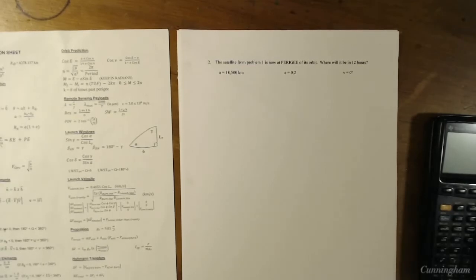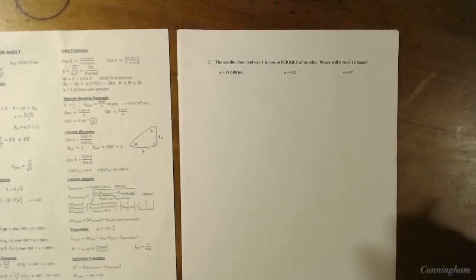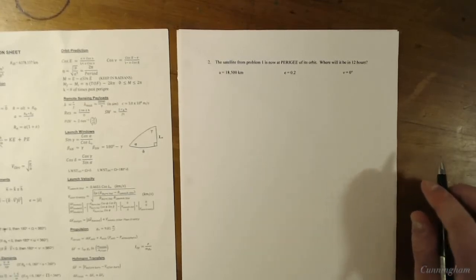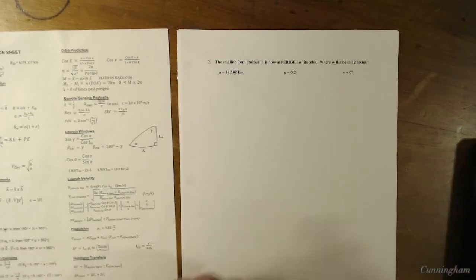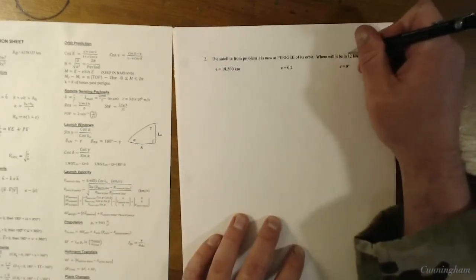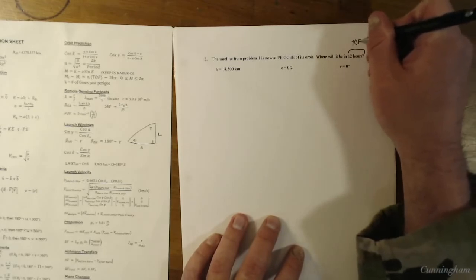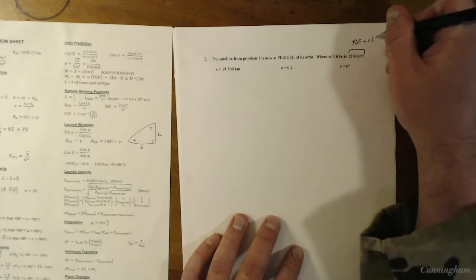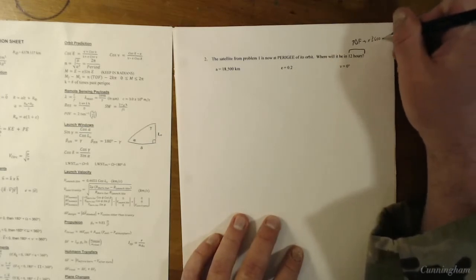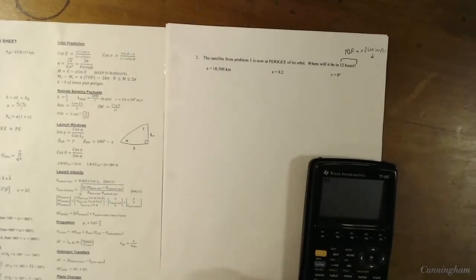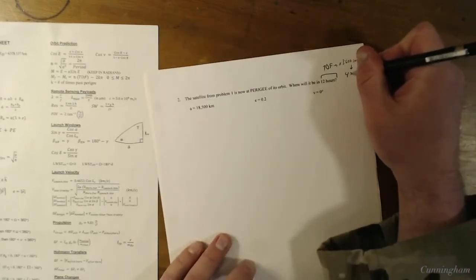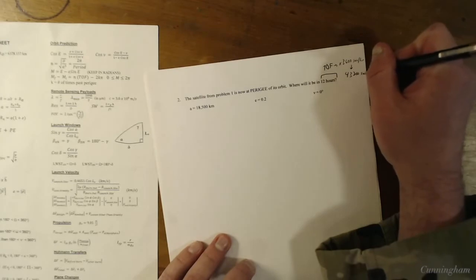So the problem says the satellite from problem 1 is now at perigee of its orbit. Where will it be in 12 hours? First things first. What have you been given here? A time of flight. We're going to have to convert that to seconds, so let's multiply by 3,600 seconds per hour. That'll give us a time of flight of 43,200 seconds. We need it in seconds, right? That's how it'll be able to be calculated. Okay, great.